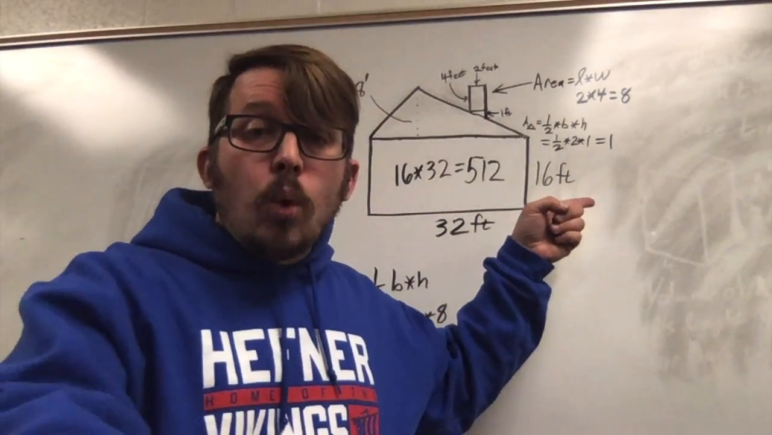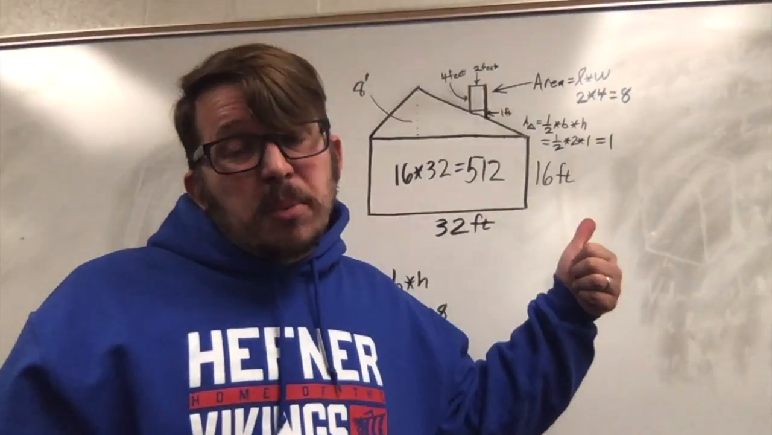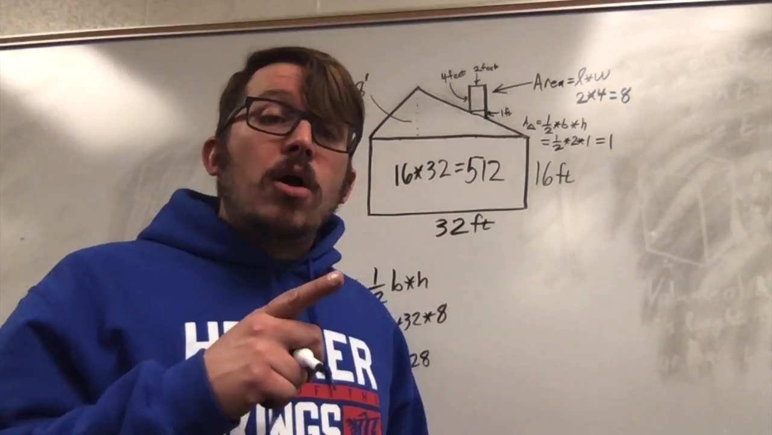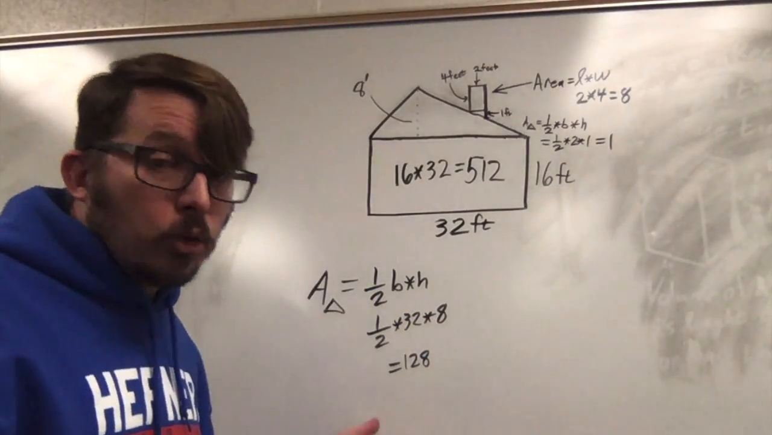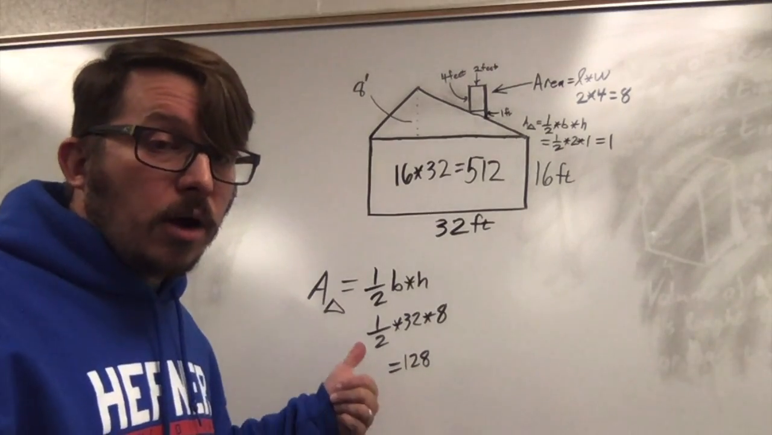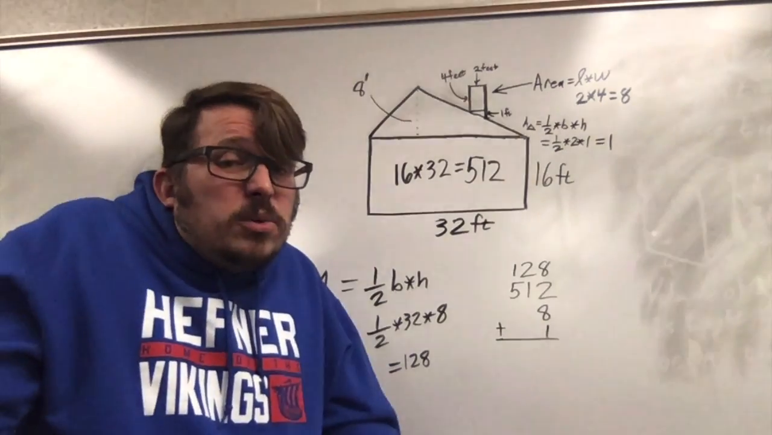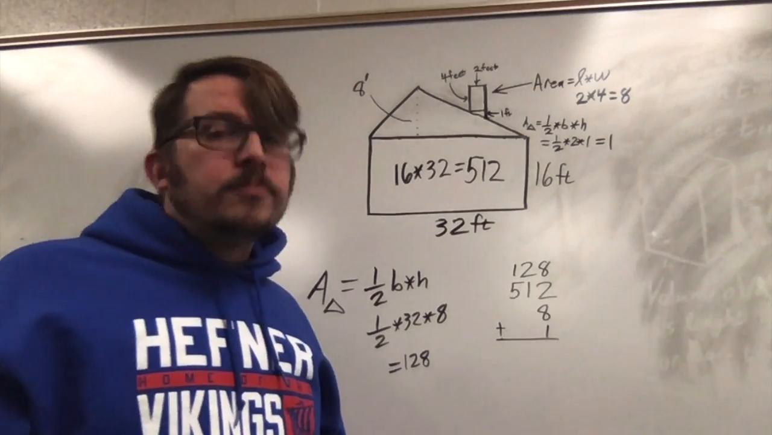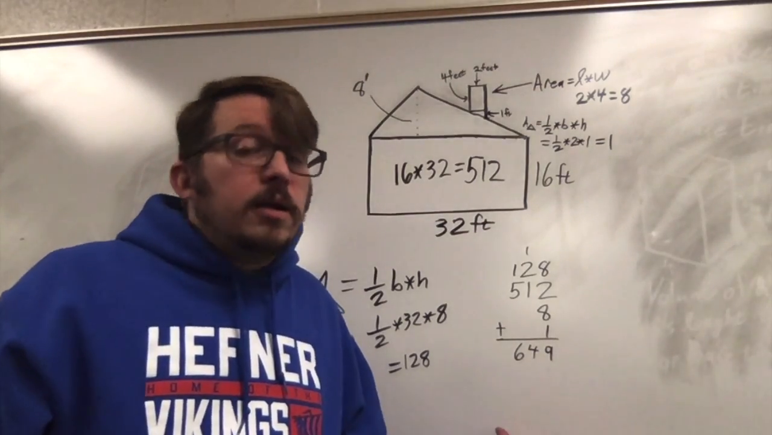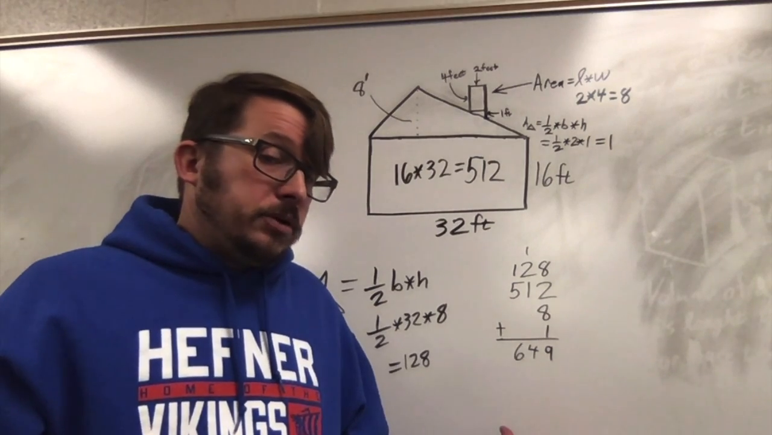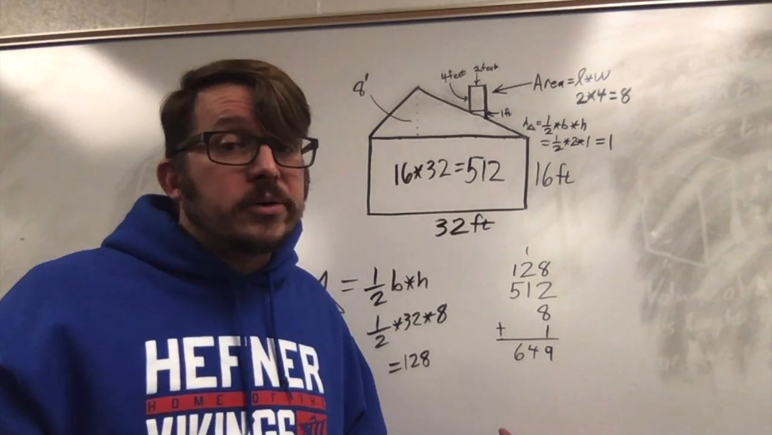So we need to take our 1 from our tiny triangle, our 8 from our chimney, the 512 from the big rectangle, and our 128 from our roof. What do we do with all those numbers? We add them up. No diggity. 649. Did you get something different using your calculator? Because I didn't use your calculator.